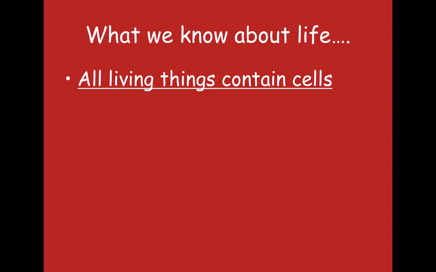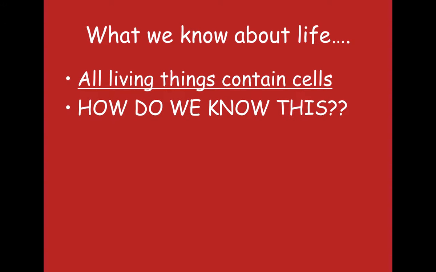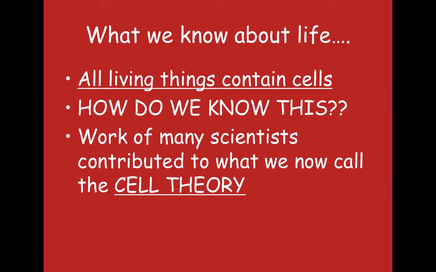And the question becomes, how do we know this? I mean, we've talked about how life begins with the cell, and in order to have life, you have to have a cell. But how do we know this? This is one of those theories in science that has changed and evolved over time through the work of many scientists. We call this the cell theory. This is not any one thing that we can attribute to one specific scientist, but many scientists who combined their works over time to come up with this idea of the cell theory.